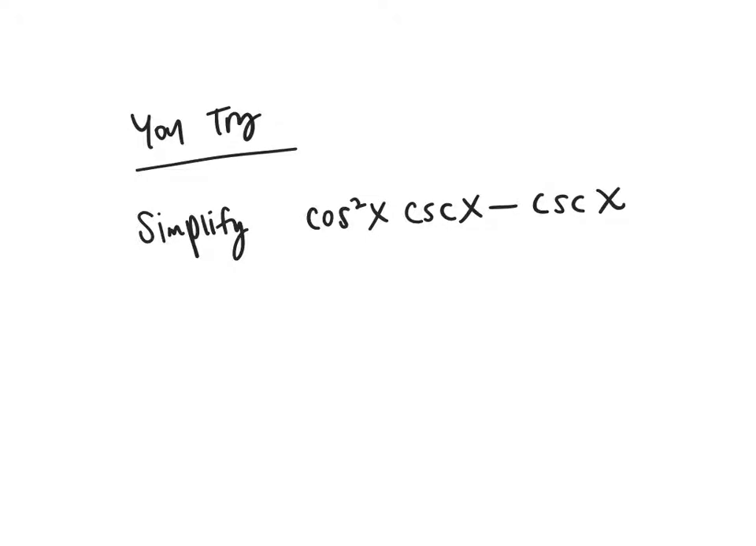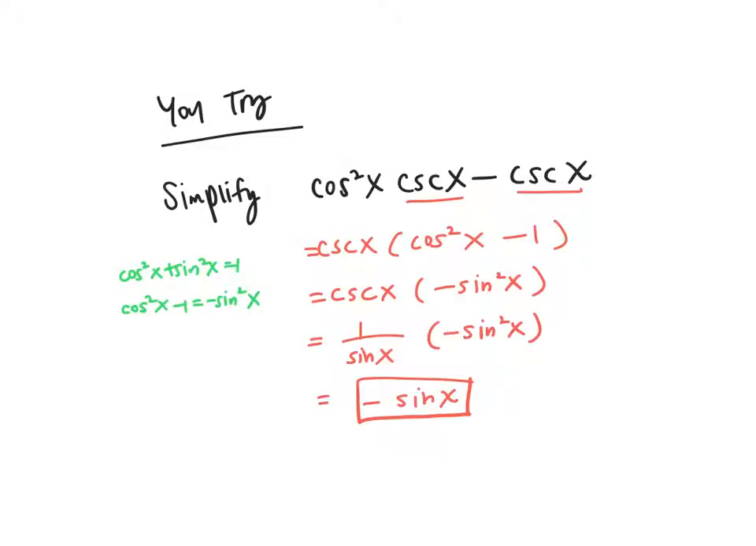Go ahead and try this problem. Simplify. The correct answer is negative sine of x. So notice you have a GCF, or a common factor of cosecant of x. And so when I factor that out, I end up with cosine squared x minus 1. And if I distribute, I should get back to what I had before. And notice that cosine squared x minus 1 is equal to negative sine squared of x. So I replace that.